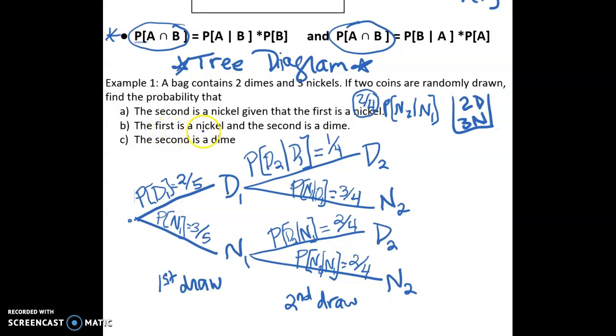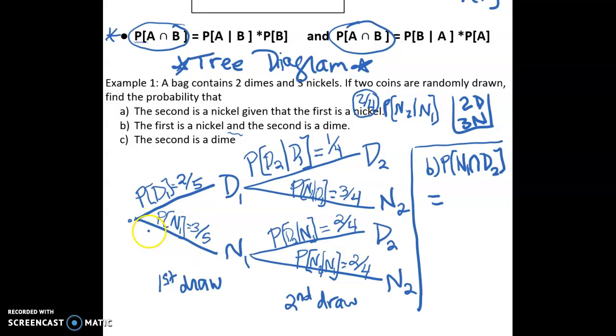What's the probability the first is a nickel and the second is a dime? Well, there aren't any ands on this, right? So if we're going to do part B, we want the probability that the first is a nickel and the second is a dime. Well, the first is a nickel and the second is a dime is this branch, right? This bottom branch, this one, and then going up here.